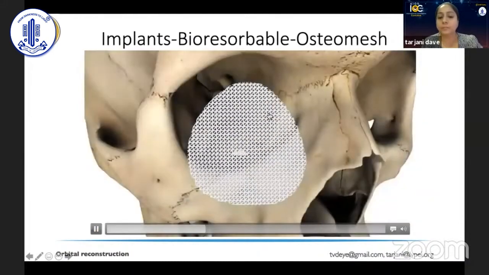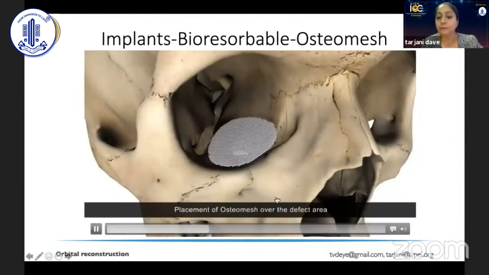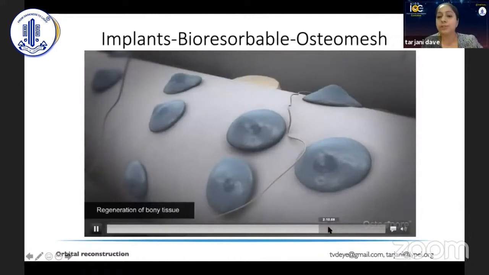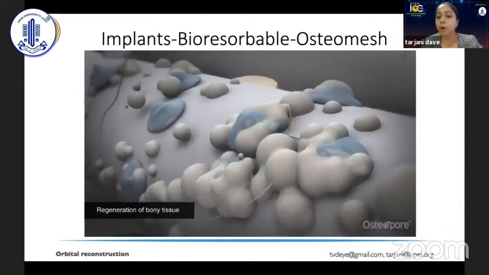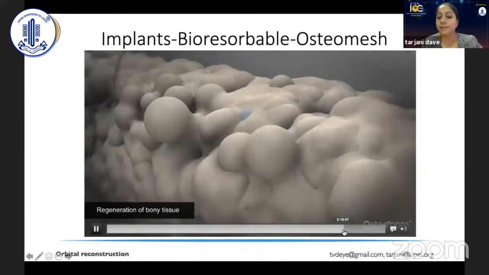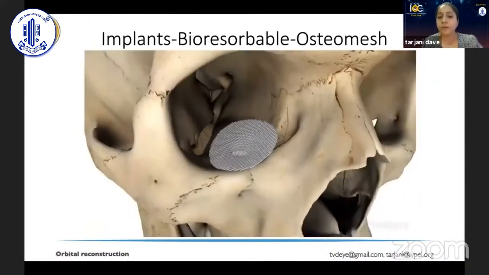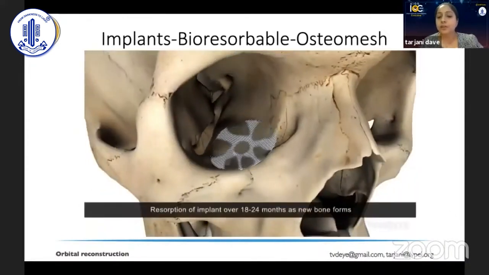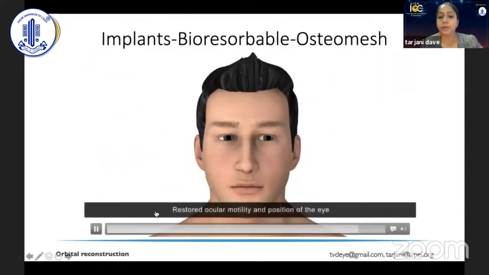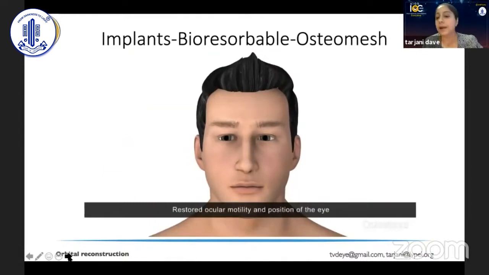Osteomesh is one such implant that can be configured to fit in the area of your fracture, and over a period of time it promotes osteogenesis and allows new bone to form in that area while the implant itself is disintegrating. So if you follow these patients up over a couple of years, you would have formation of new bone in the area where you originally had a fracture.